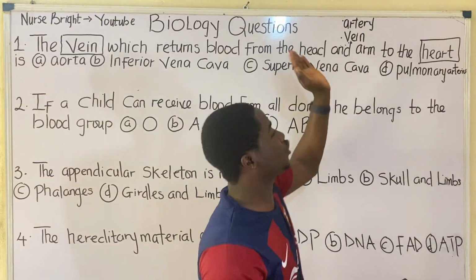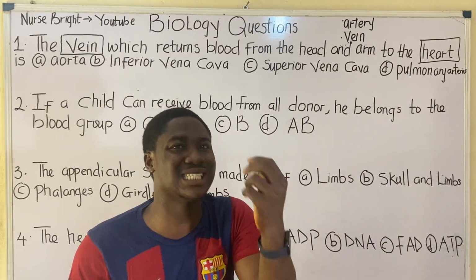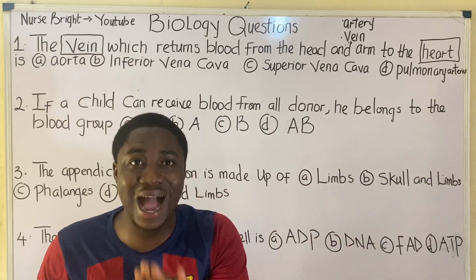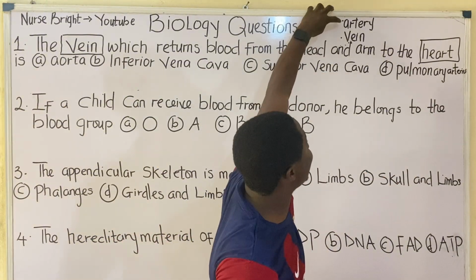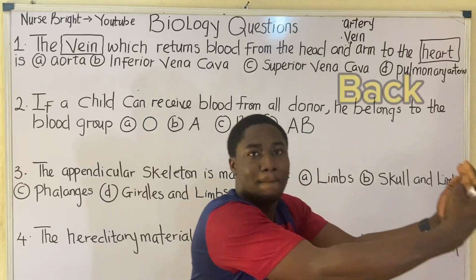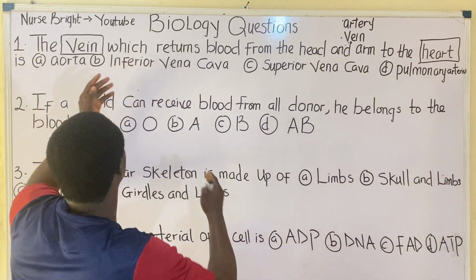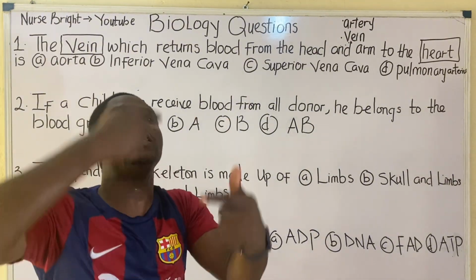Now, this must be noted. Arteries, from the word artery, A for away. Do you understand? Arteries take blood away from the heart. Listen carefully. Arteries what? Take blood away from the heart. You can see A, letter A, away from the heart, whereas veins take blood back to the heart. Do you understand what I'm saying? So now, they are not asking us the artery. They said no, they said the vein.